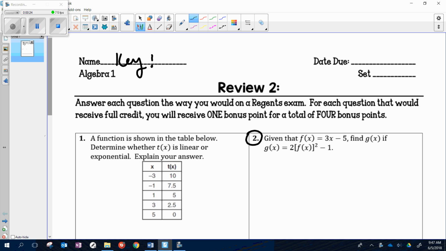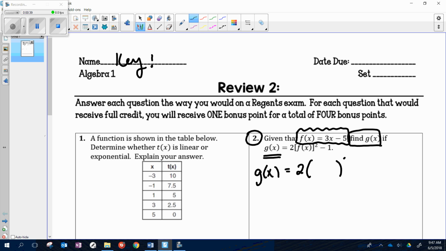So question 2 says find g of x, and it gave me this function here for f of x. Then it gave me a description of g of x. G of x is twice something squared minus 1, and the something is 3x minus 5. It does not say solve, so we are not solving. We're just finding a function.